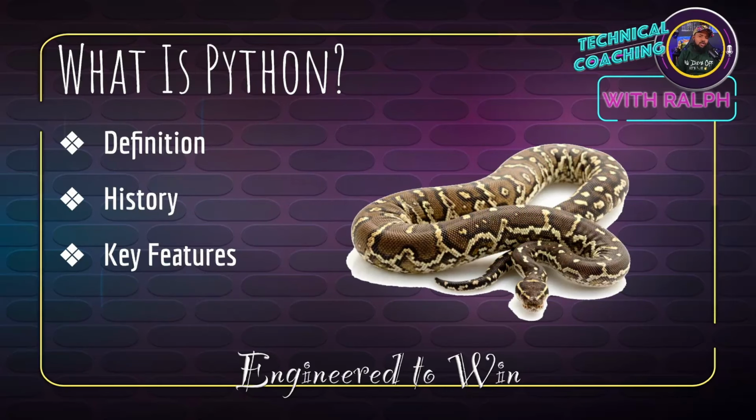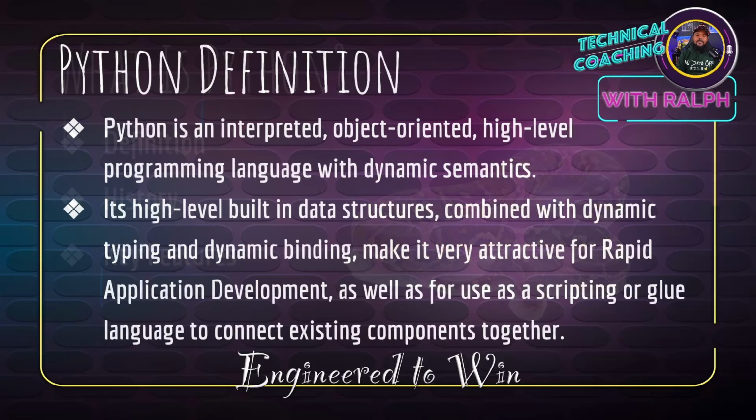So what exactly is Python? We're going to go over the definition, the history of Python, and some key features of Python, all right? So Python is an interpreted, object-oriented, high-level programming language with dynamic semantics. Its high-level built-in data structures combined with dynamic typing and dynamic binding makes it very attractive for rapid application development, as well as for use as a scripting or glue language to connect existing components together. So pretty much one of the most popular languages out there.